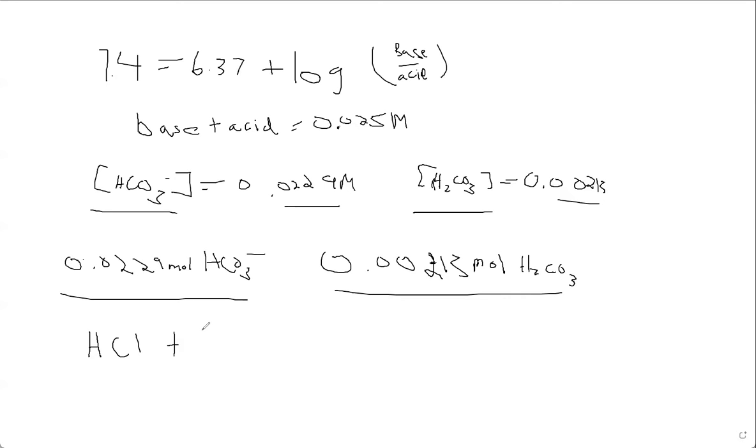Yeah, you're right. You're going to react with the base, the HCO3 minus, and we're going to form the acid, which is H2CO3. Okay, so it asks here, so that's our reaction, and our moles of HCl is 0.01 moles.